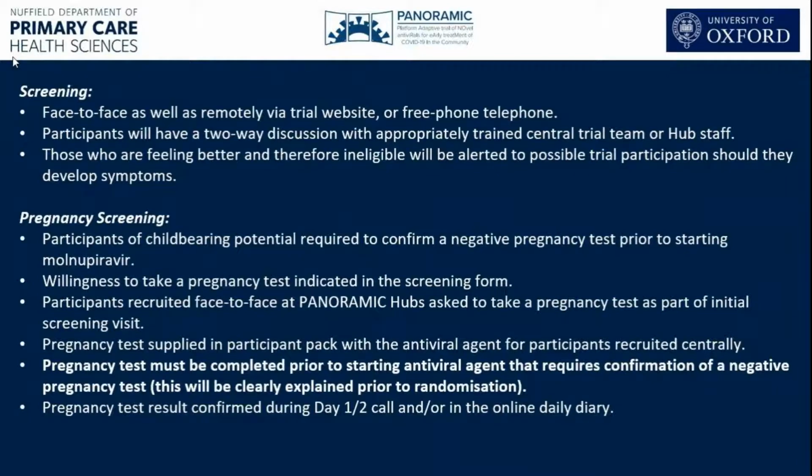The pregnancy test must be completed prior to starting any antiviral agent that requires a confirmation of a negative pregnancy test, and this will all be explained prior to randomisation. We'll also be confirming the pregnancy test results during the day 1 and day 2 calls and also in the online daily diaries.